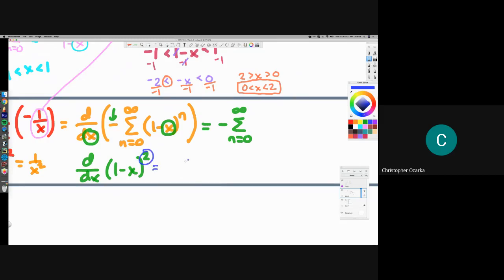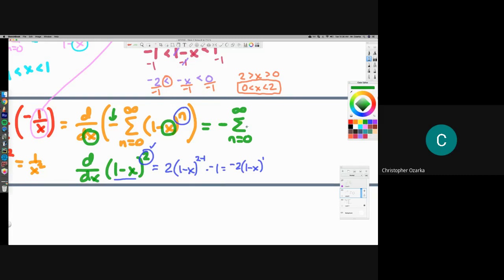This is the outside layer, so you bring the 2 down. Everything else stays the same, but you have to minus 1 from the power. So this layer is gone. Then you have to multiply by this derivative here. The derivative of that is negative 1. So you end up with a final answer of negative 2 times 1 minus x to the first power. That's what happens when it's a 2. You bring the 2 down. Here it's an n. But you do the exact same thing.